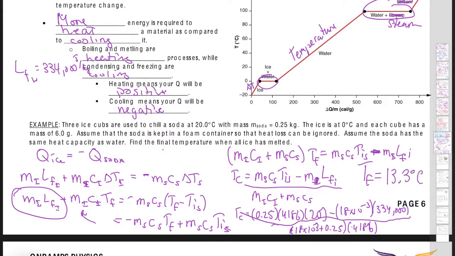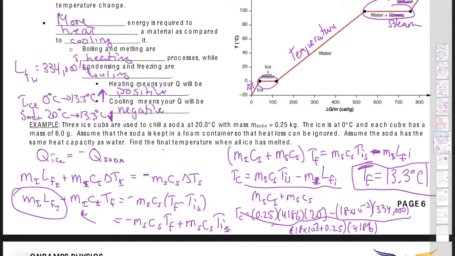13.3 degrees Celsius. So one thing you note is the ice went from 0 degrees Celsius to 13.3 degrees Celsius. The soda went from 20 degrees Celsius to 13.3 degrees Celsius. So here we gained heat, here we lost heat. Okay? So the hotter soda sped up the particles in the colder ice.